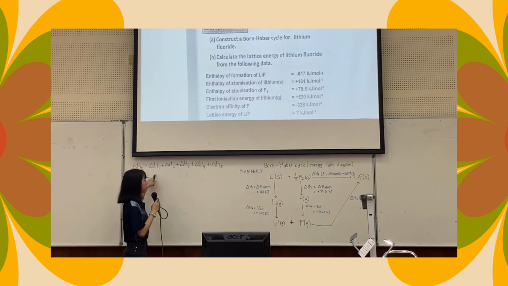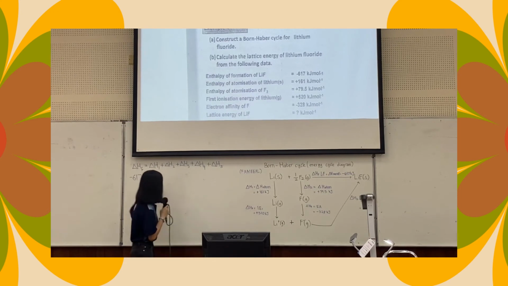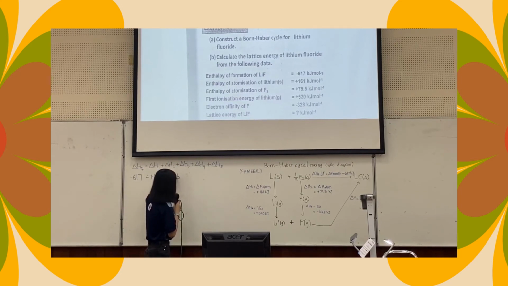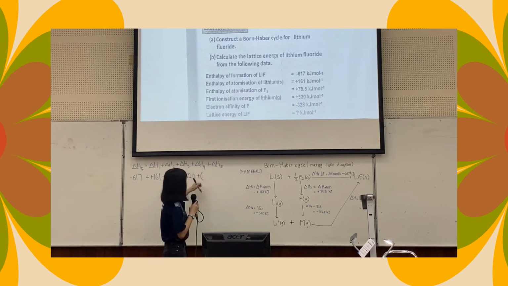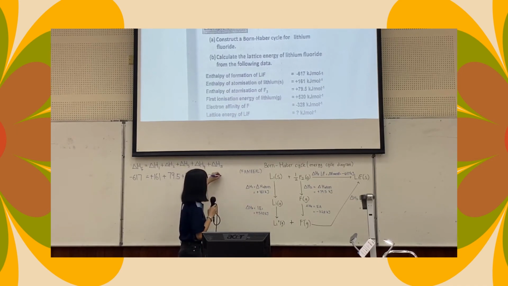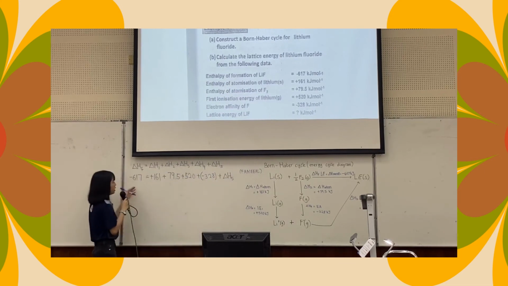And for the H1 is here, and it is positive 161 kilojoule, plus the second one 79.5, and the third one 520, and the fourth is negative. So we have to write negative, don't forget it. And the last one will be the lattice energy. So we get all these values, so now we can calculate the lattice energy, which is also the same as H5.